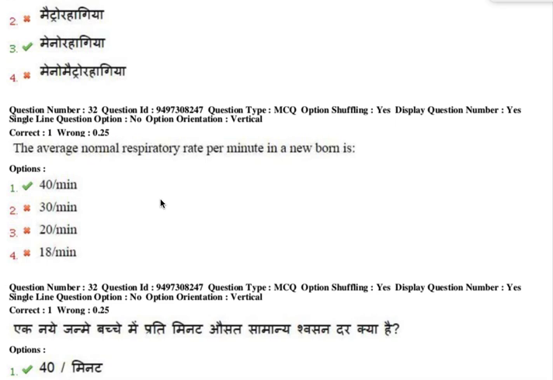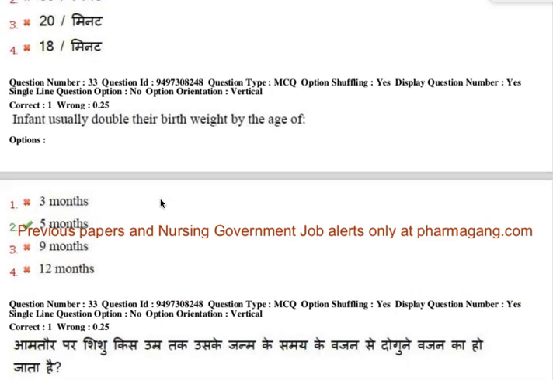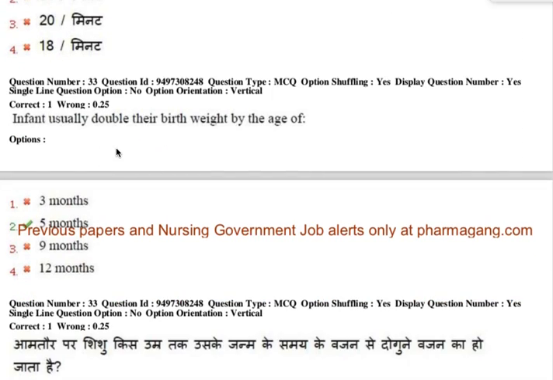Next question, question number 32. The average normal respiratory rate per minute in a newborn is... 14 breaths per minute is a normal respiratory rate in a newborn. Next question, question number 33. Infants usually double their birth weight by the age of. Correct answer is 5 months.